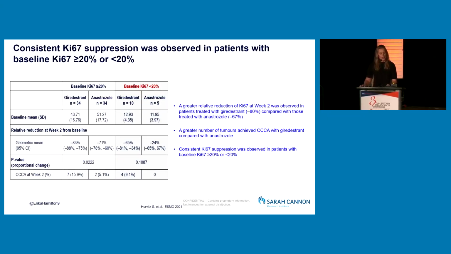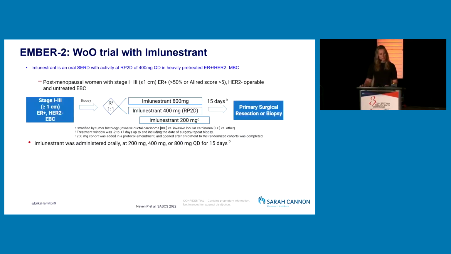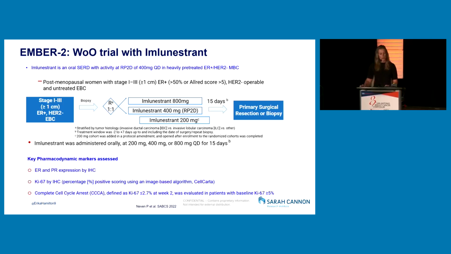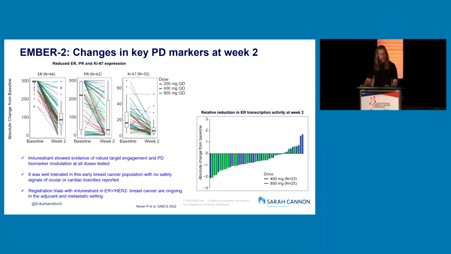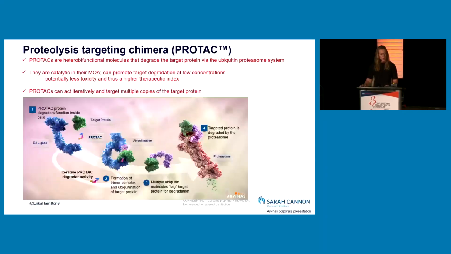Also consistent Ki-67 suppression was observed. You can see this kind of 71% versus 83% in favor of giredestrant. And EMBER-2 was also a window of opportunity, relatively similar, looking at several different doses of imlunestrant in a 14-day pre-surgical window. And we also saw a quite significant drop in both ER and Ki-67. You can see the relative reduction in ER transcription activity at week 2. And again, remember that these are only 2 weeks of a drug that we know takes some time to reach steady state. So what about other agents?